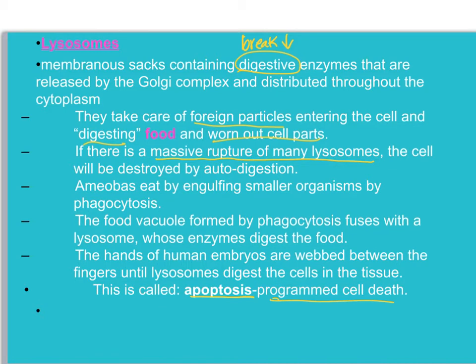Anyway, lysosomes are responsible for digesting that extra tissue.